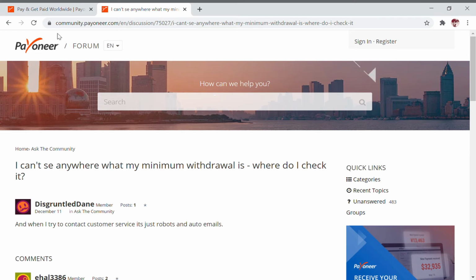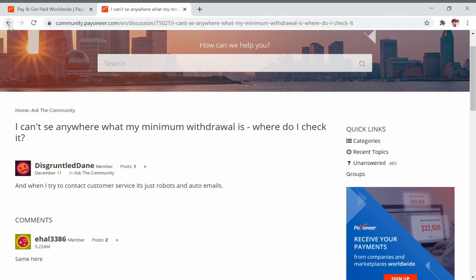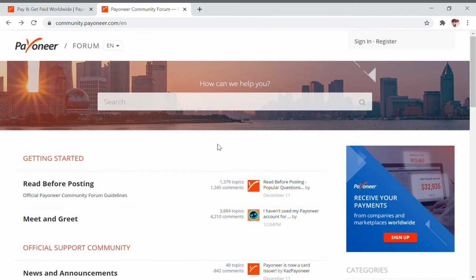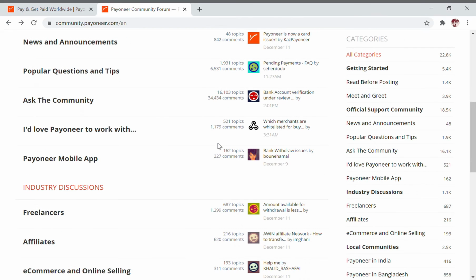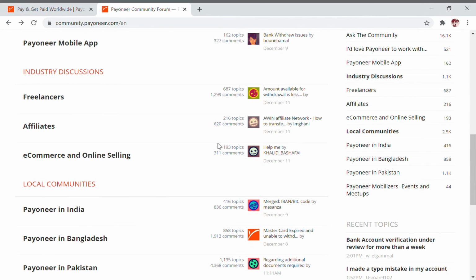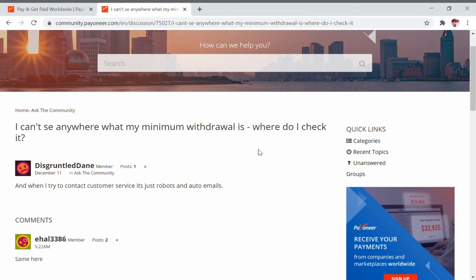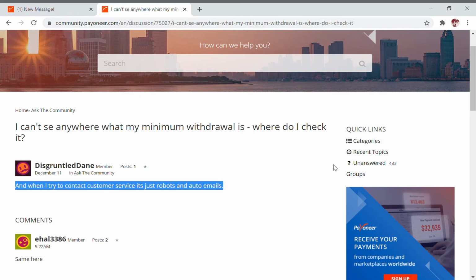I tried withdrawing my 32 point something dollars, and I couldn't do it because I didn't meet the minimum amount. I've gone to discussion forums and realized that people who have up to $98 still couldn't withdraw, which means that it's over $100. And people have tried withdrawing $190, and days later the money still doesn't appear in their bank account.